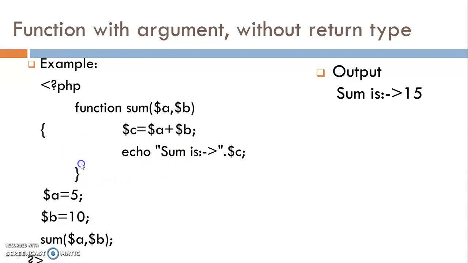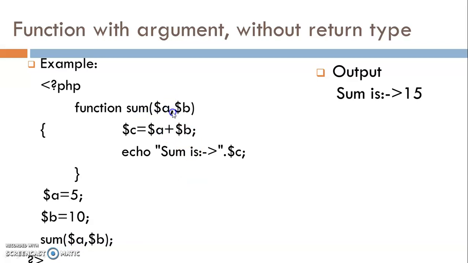Okay, after declaring the function, write two variables $a and $b, because these two variables are passed in the calling function. So here I write sum, then $a and $b. Now the value of variables a and b is 5 and 10. This is sent by this sum calling function and received by the sum function.